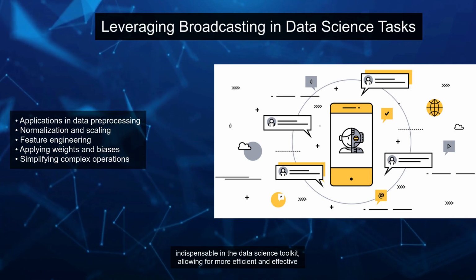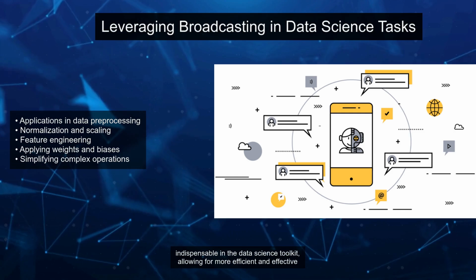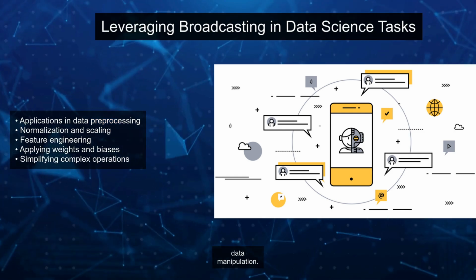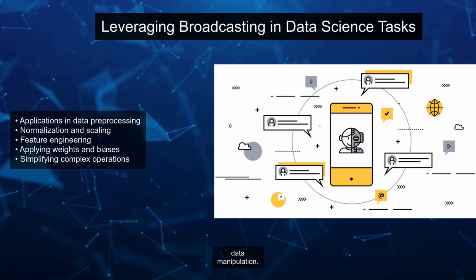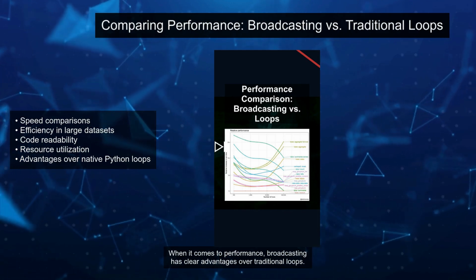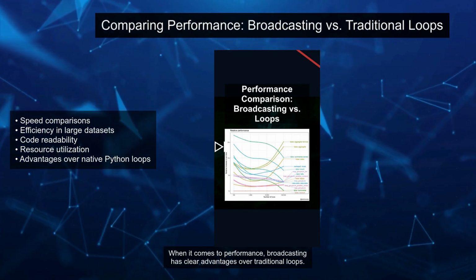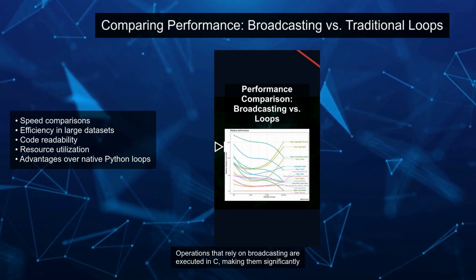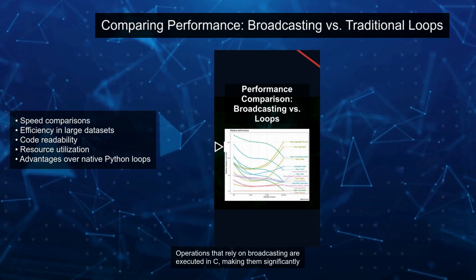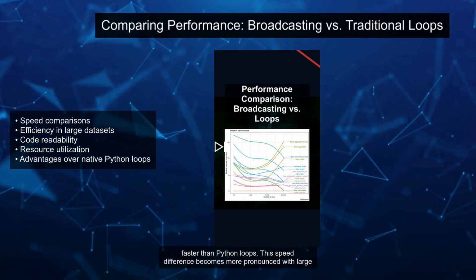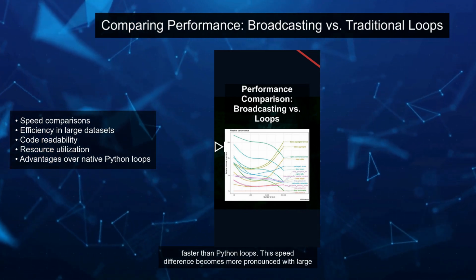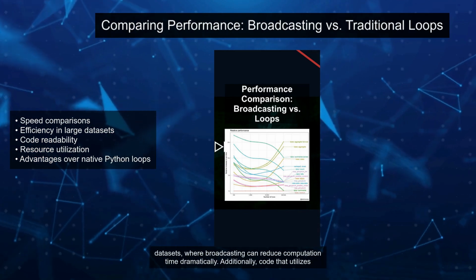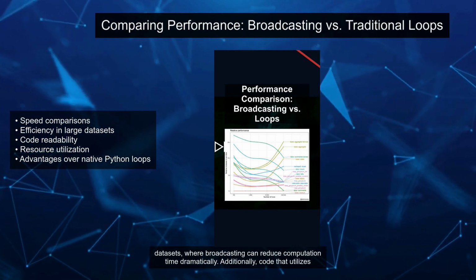This ability to simplify complex operations makes broadcasting indispensable in the data science toolkit, allowing for more efficient and effective data manipulation. When it comes to performance, broadcasting has clear advantages over traditional loops. Operations that rely on broadcasting are executed in C, making them significantly faster than Python loops. This speed difference becomes more pronounced with large datasets, where broadcasting can reduce computation time dramatically.